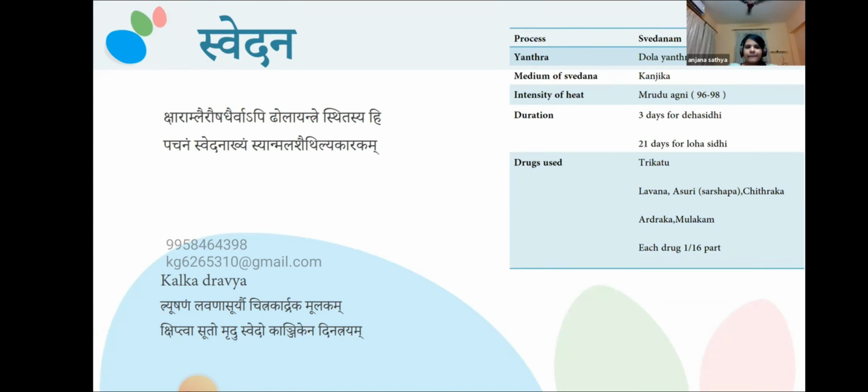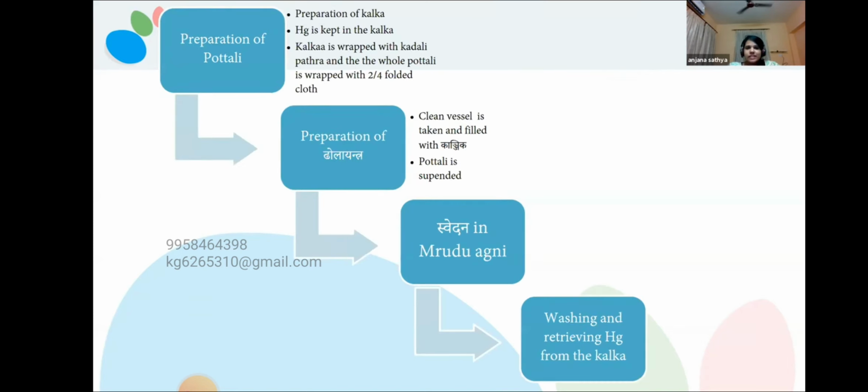Okay. So what is the procedure? The pre-process will be the preparation of the pottery. For that, you have to prepare the kalka first. You need to take the kalka drivya and powder it, and make it into a kalka by adding sufficient quantity of water. Then triturate the kalka with the kanjika for some time, and you need to place the kalka onto a kadali patra.